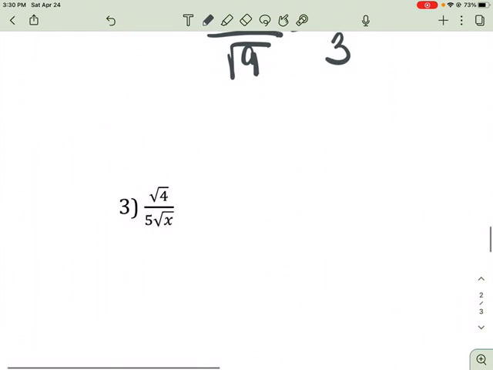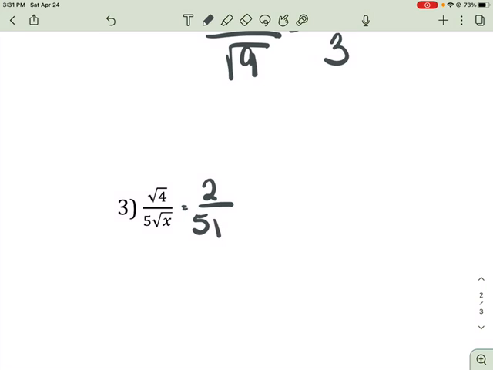All right, let's try another one. Okay, so I have the square root of 4 over x. Again, we might want to simplify first before we do anything, because we can take the square root of 4. All right, that looks a little better. We have less square roots. Okay, so because I'm dealing with a square root, what's going to make x a perfect square? Well, another x.